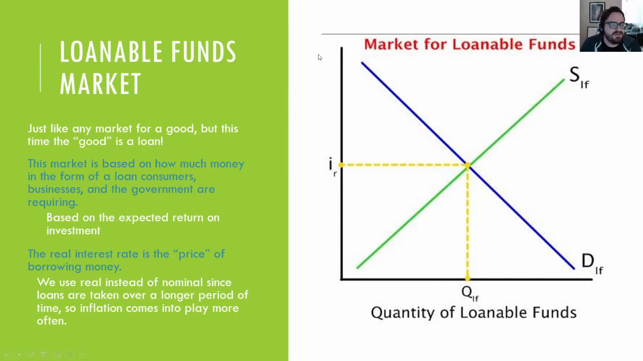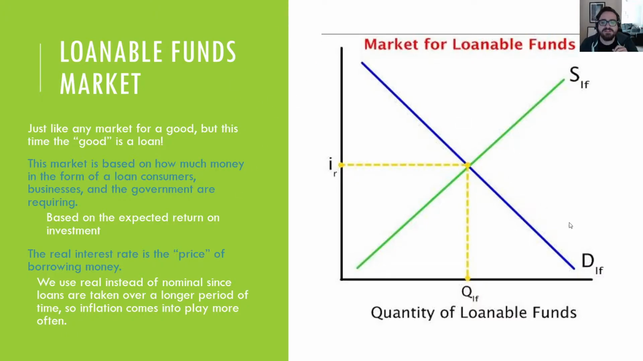So it's real interest rate on the y-axis, and real interest rate is known as the price of borrowing money. That is a difference between this graph and the money market. On the money market, the y-axis was nominal interest rate. On this one, it's real. The reason being that since loans are taken over a longer period of time, inflation comes into play more often with a loan. So when we're talking about the market for loans specifically, we're going to want to use the real interest rate, as that will be a more determining price for a loan. So real interest rate is what we're going to be using here. Feel free to go back to the Fisher equation stuff for how to find the real interest rate and things like that. But real interest rate is the y-axis here.